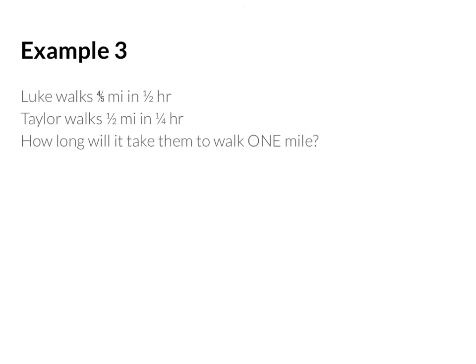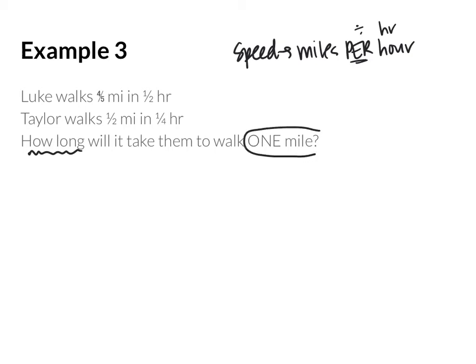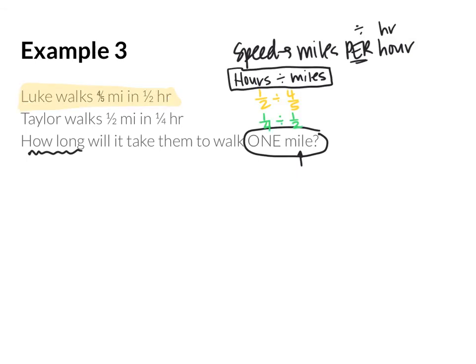Sometimes the unit rate isn't going to be what you logically would put together. For example, speed is measured in miles per hour, so normally we divide by the number of hours. But in this case, they're asking how long will it take them to walk 1 mile? Since the miles are what we're trying to get to 1, we're actually going to take the hours and divide by the number of miles. So it changed the order of our division.